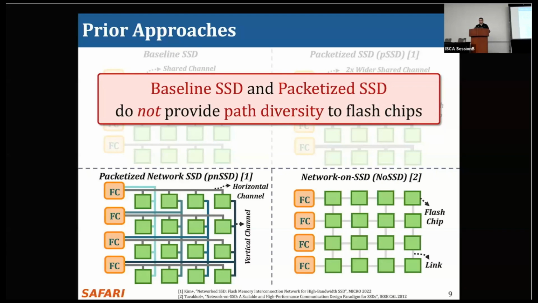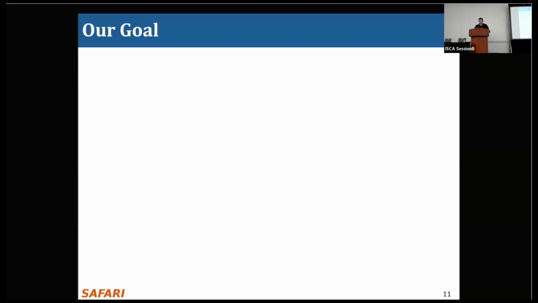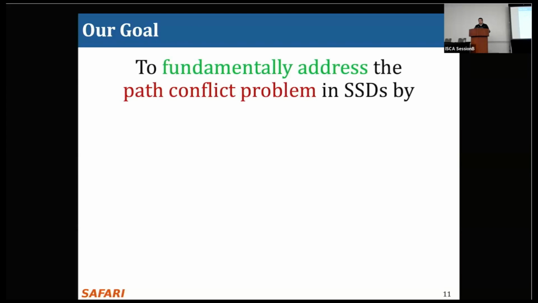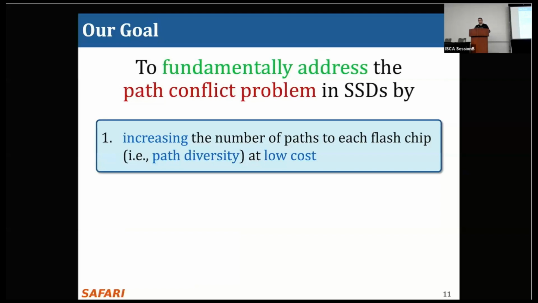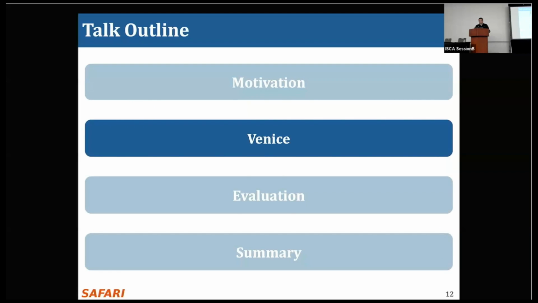And we also have network on SSD, a prior work which introduces an interconnection network of flash chips. These approaches do not effectively utilize the path diversity and incur large area and cost overhead. So our goal in this work is to fundamentally address the path conflict problem in SSDs by increasing the number of paths to each flash chip at low cost, and effectively utilizing the increased path diversity for communication between the SSD controller and the flash chips. To this end, we propose Venice.